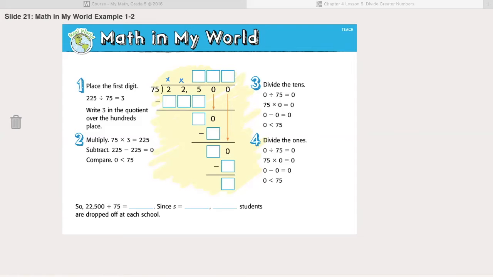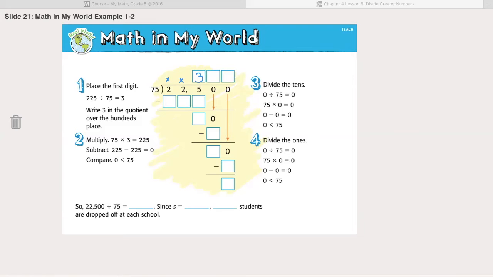225, however, is definitely big enough. So my first digit is going to go over the hundreds place. Now, how many times can 75 fit into 225? Well, 75 plus 75 is 150, and 150 plus 75 is 225. So 75 can fit into 225 3 times.